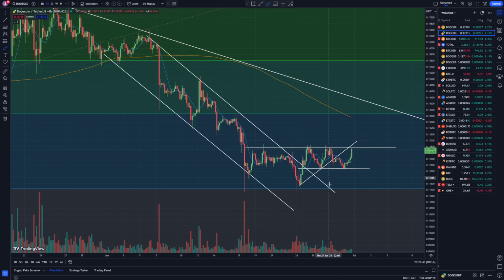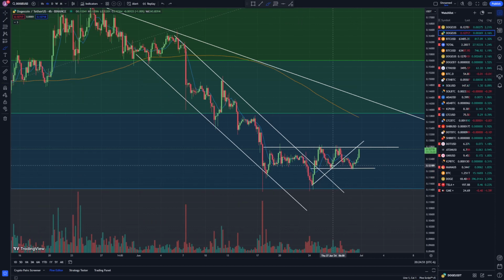Dogecoin came down, it hit my target at .114, and it looks like we might be getting a bounce out of there right now. Here are some of the things that I'm looking at now. Okay, so we had resistance, resistance, resistance, giving me a downtrend, something like this. We had support, support, support.